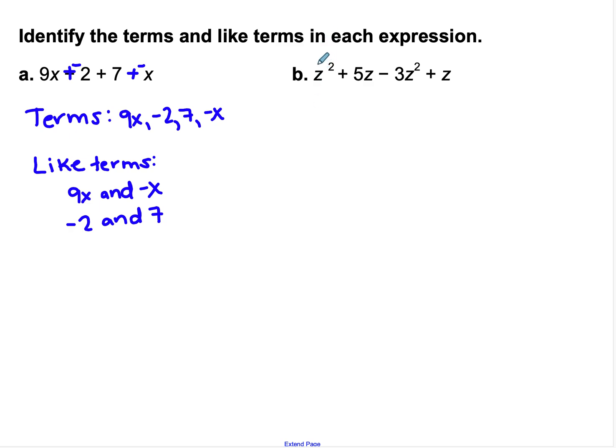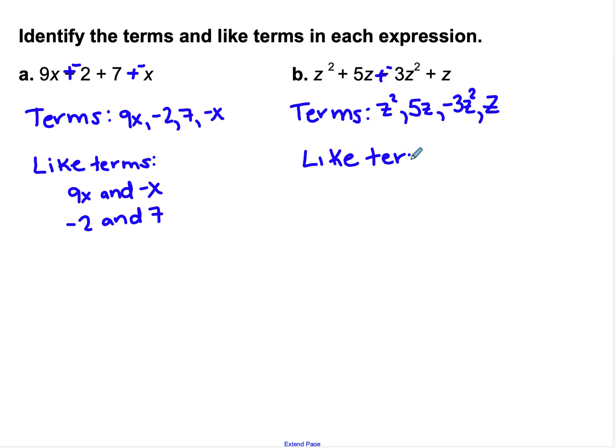Okay, B, z squared plus 5z minus 3z squared plus z. I'm going to start by changing to addition and changing the sign. We don't want to forget about that negative as we make our lists. We're going to start by making our list for terms. I'm just going to write everything in the same order, but where there's a plus sign, I'm going to write a comma. Z squared, comma, 5z, comma, negative 3z squared, comma, z.